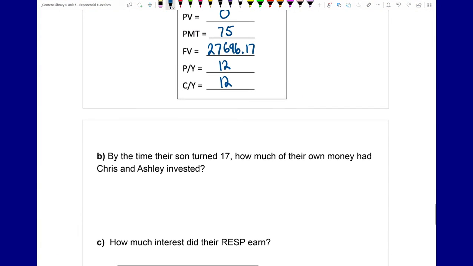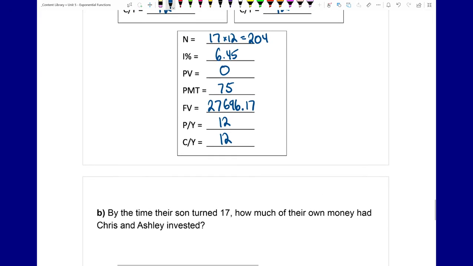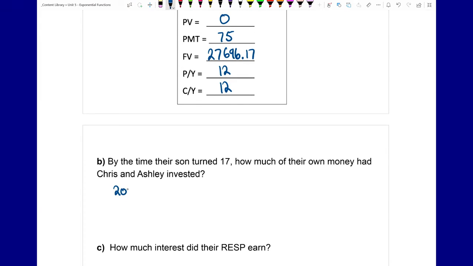So by the time their son turned 17, how much of their own money had they invested? Well, if we look at 17, there's 204 payments or compounding periods. If it's 204 payments times $75 a payment, that is $15,300. So they put in $15,300 of their own money into this investment.